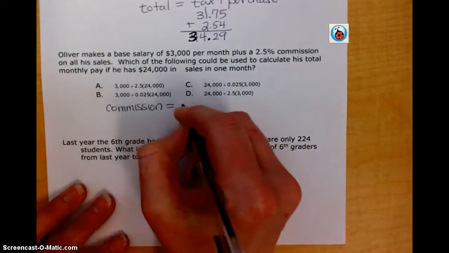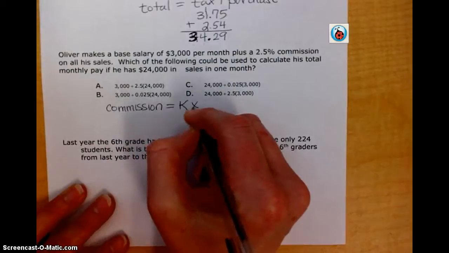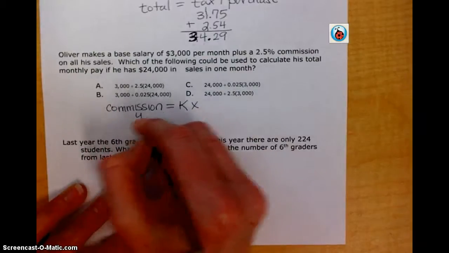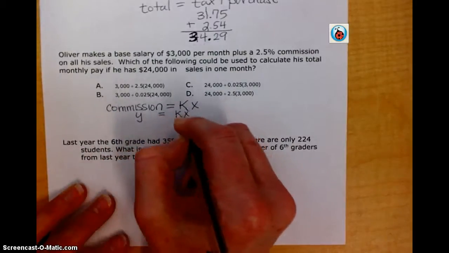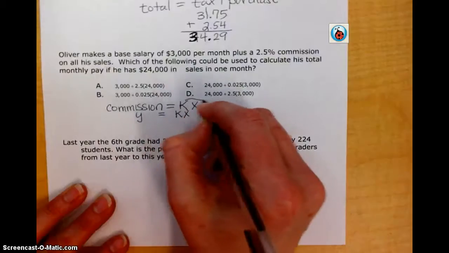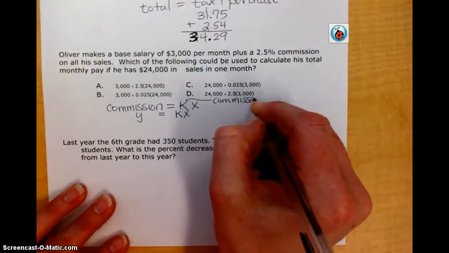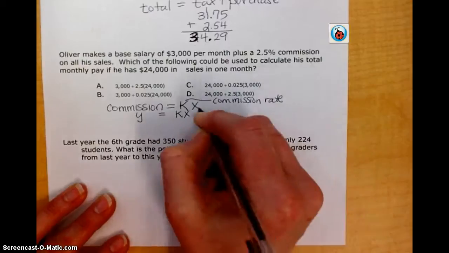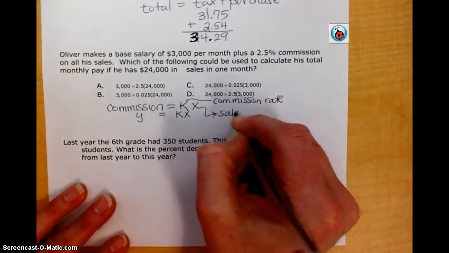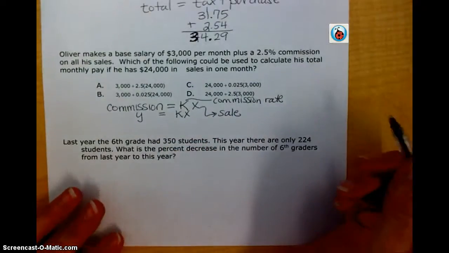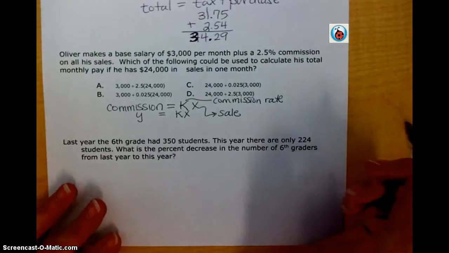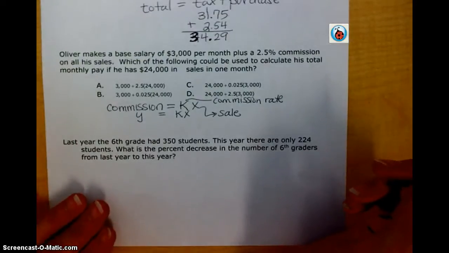Commission is equal to K times X, because commission is the Y in y equals kx. Your Y is your commission, and X is your sales. Now we get really lucky in this problem because it doesn't ask us what the amount is, it asks us how we would find it.